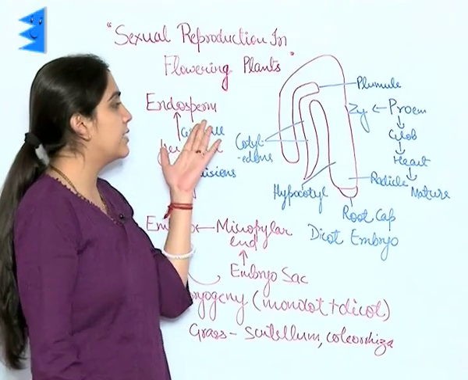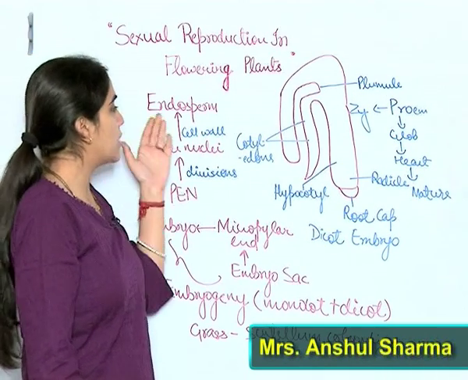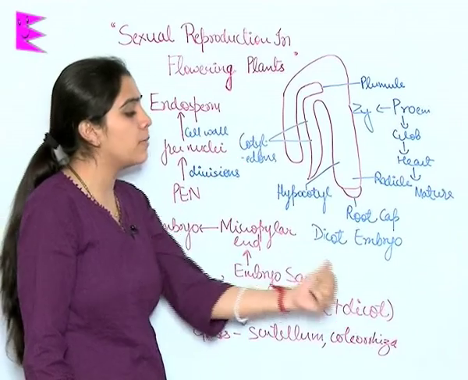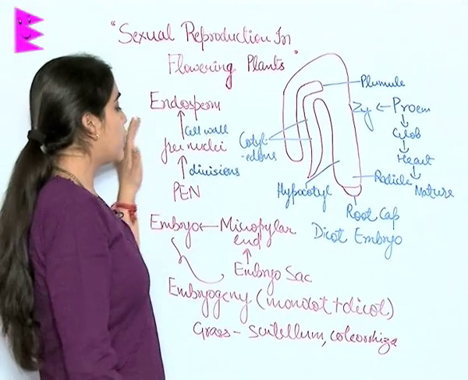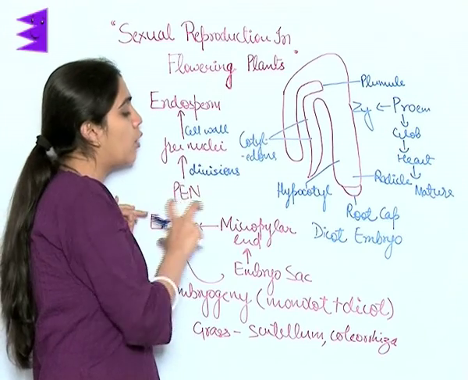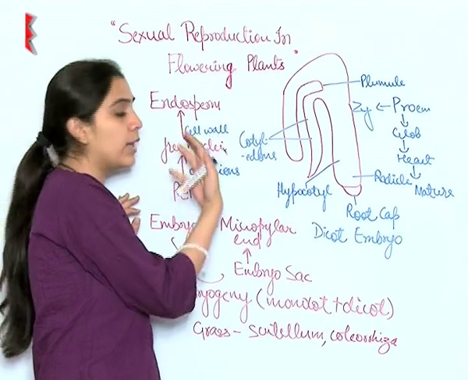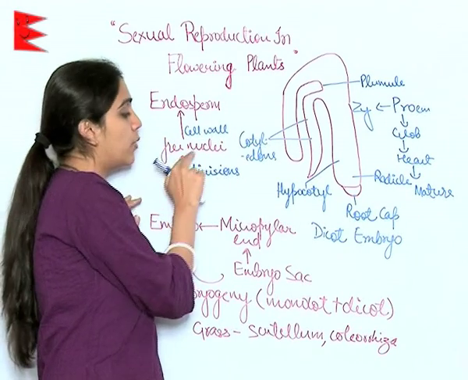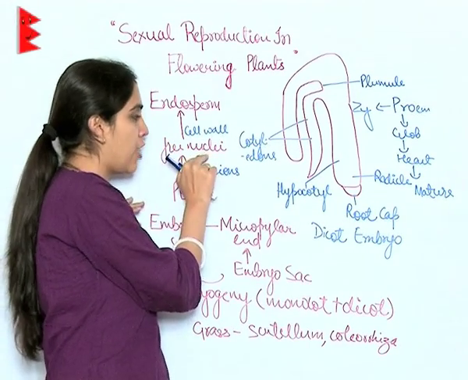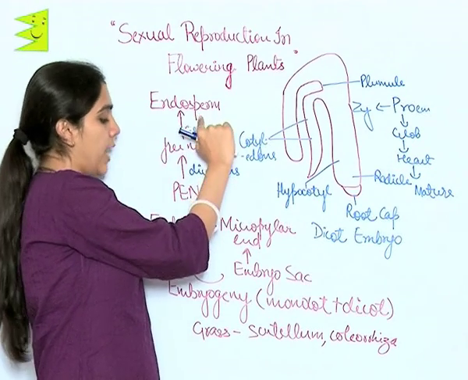Now after fertilization, the next phase is the post-fertilization phase, which is marked by the formation of endosperm and embryo. Endosperm is nothing but the primary endosperm nucleus. It goes into divisions and gives rise to free nuclei. Large nuclei are formed. Now once these free nuclei are formed, cell wall formation starts, which gives rise to endosperm.